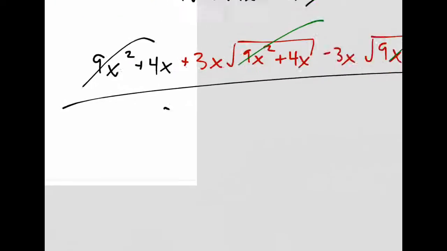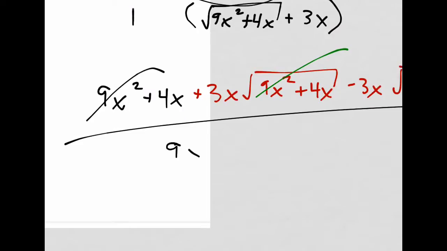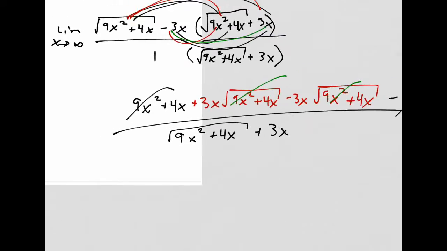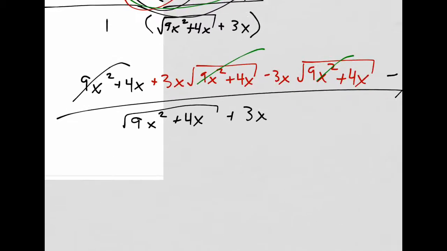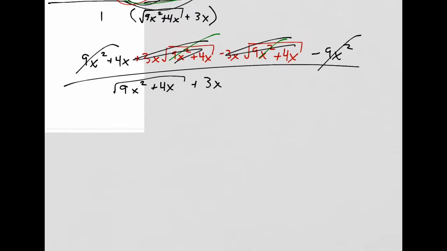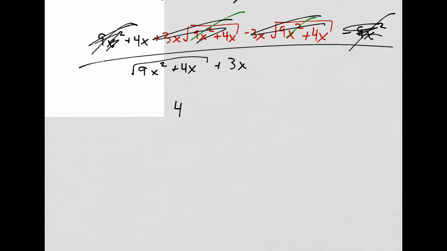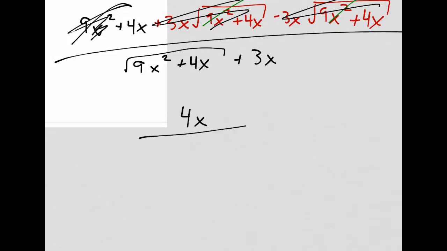Alright, so 9x squared plus 4x plus 3x. Moving on. So that's gone, and that's gone. And then we have the square root of 9x squared plus 4x, plus 3x.